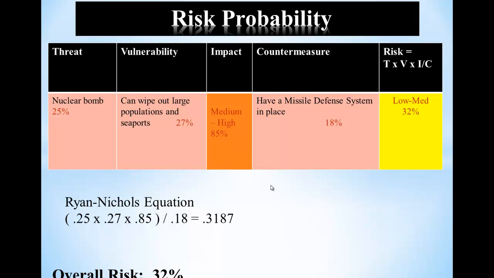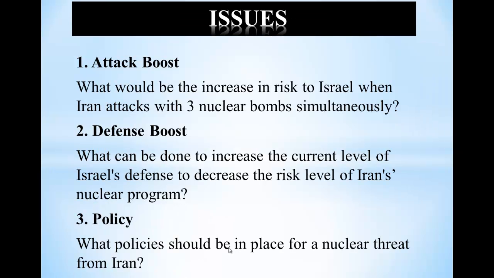Risk probability was the threat of a nuclear bomb was at 25%. The vulnerability was it can wipe out large populations in seaports at 27%. The impact we considered was medium to high, and the countermeasure would be to have a missile defense system in place. We considered the risk to be low to medium at 32%. Overall risk was 32%.